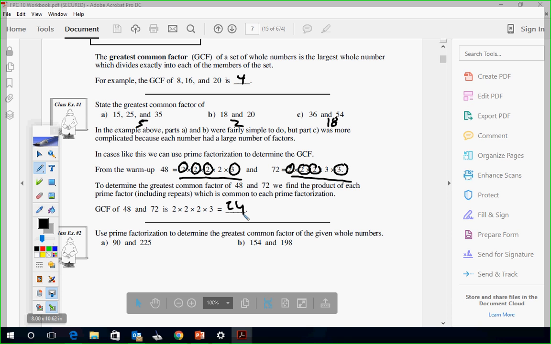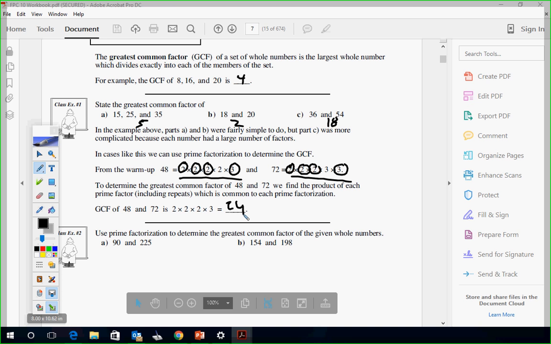That's the exact prime factors they share. Does that make sense? The exact prime factors they share. So prime factors are the stuff on the ends from the top. So 24. 24 times 2 is 48, and 24 times 3 is 72. Questions there? Okay.